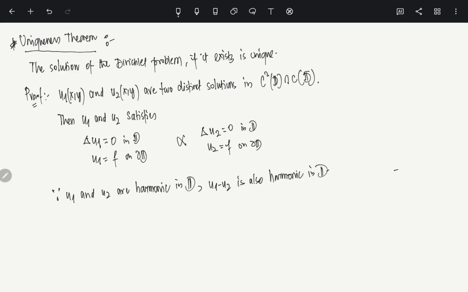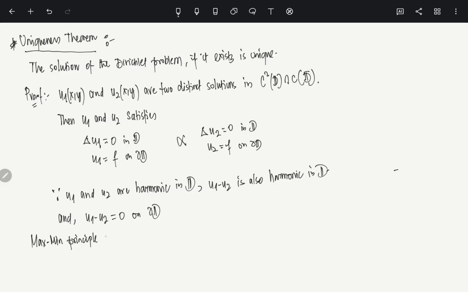Okay, so u1 and u2 are also going to be harmonic in D. Moreover, if you see what u1 and u2 do on the boundary, u1 minus u2 becomes 0 on the boundary. So essentially, inside D, u1 minus u2 is a harmonic function, and that function is going to be 0 on the boundary. Okay, so what does the maximum and minimum principle say?